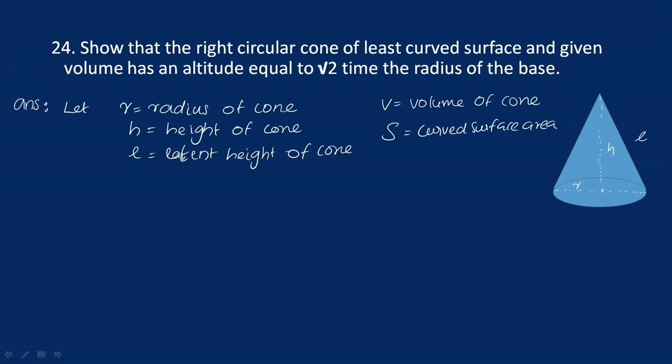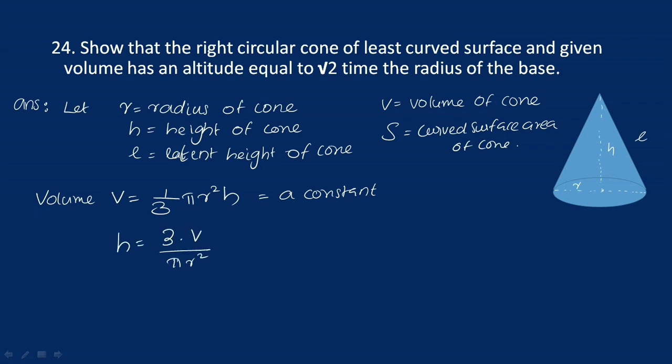Now V will be the volume of the cone and S will be the curved surface area of the cone. First, what is the volume of the cone? We have the equation for the volume of the cone, that is 1 by 3 pi r square h. So from this, h can be found, that is h is equal to 3V by pi r square. We are given the curved surface area of the cone. What is the equation for curved surface area? That is S is equal to pi r l.